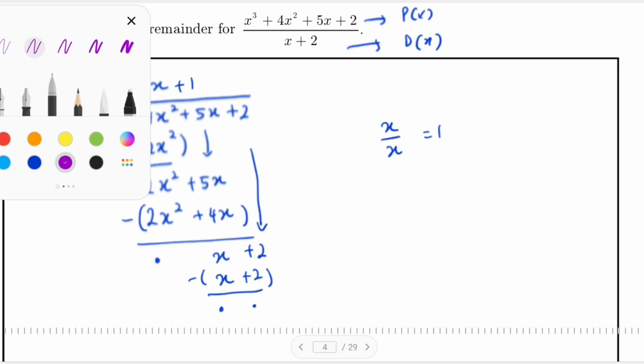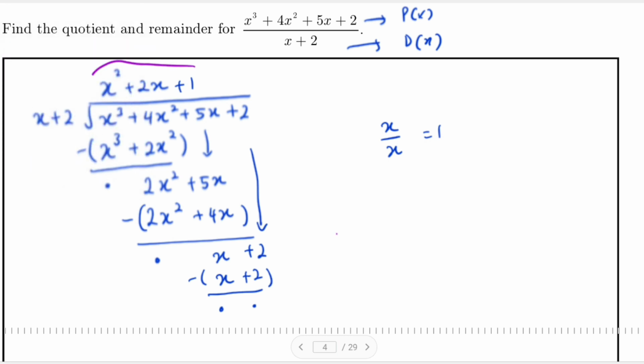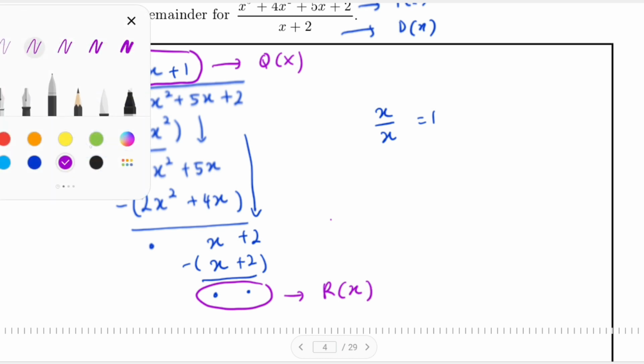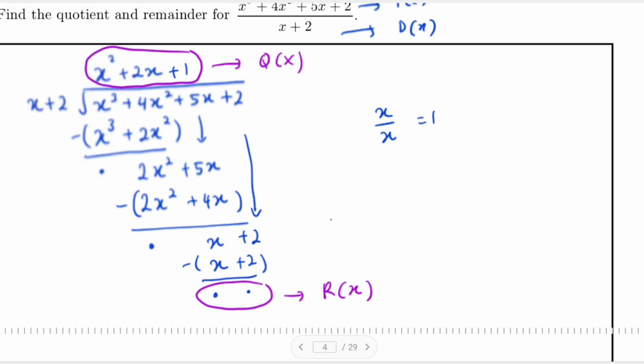So when we do the long division, the answer that we get here is actually the quotient qx, and then the remainder is 0. So we write it down properly. qx, the quotient, is x squared plus 2x plus 1, and since we get no answer, our remainder is equal to 0.